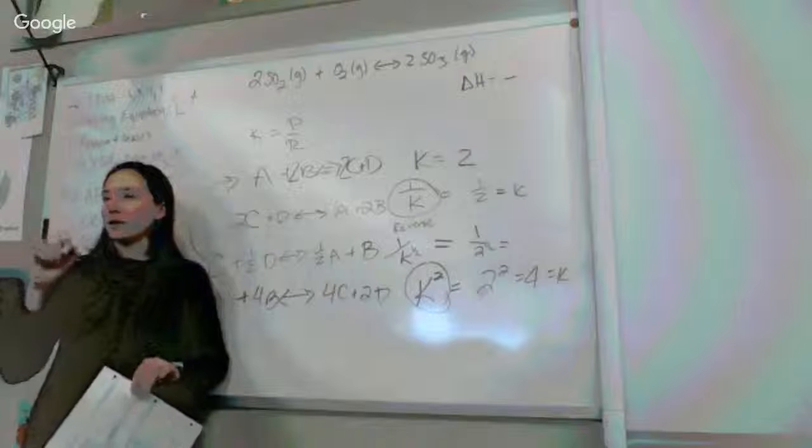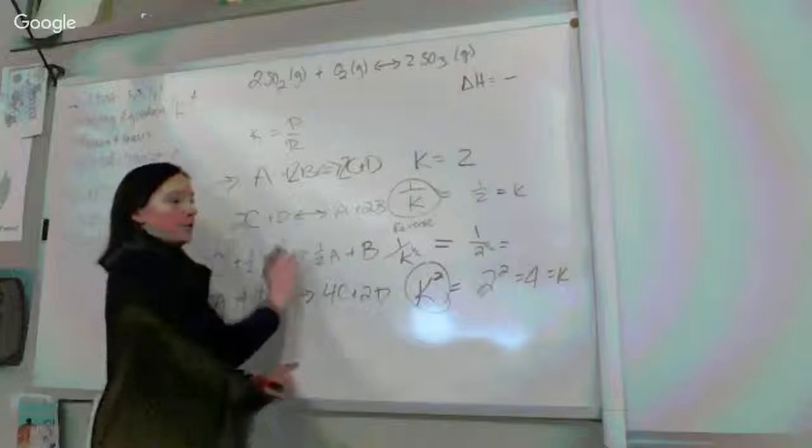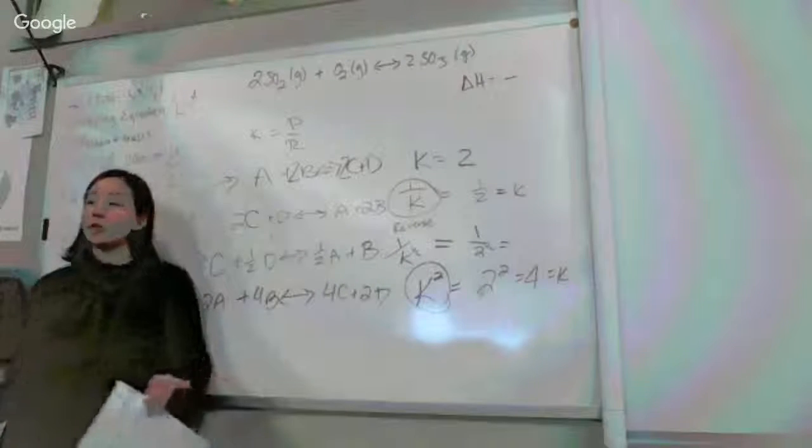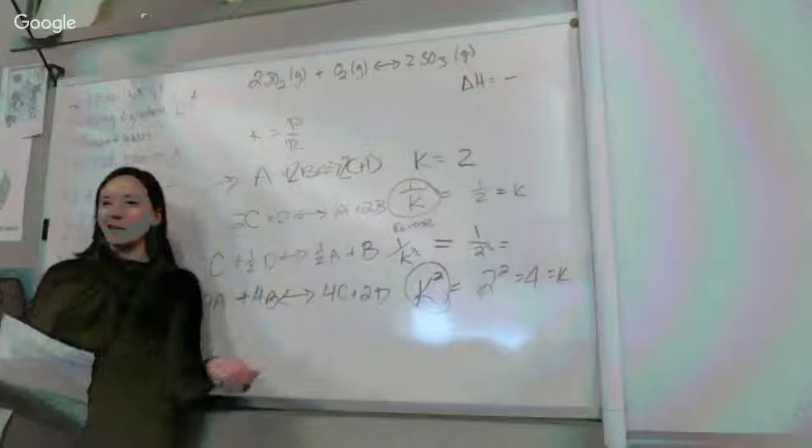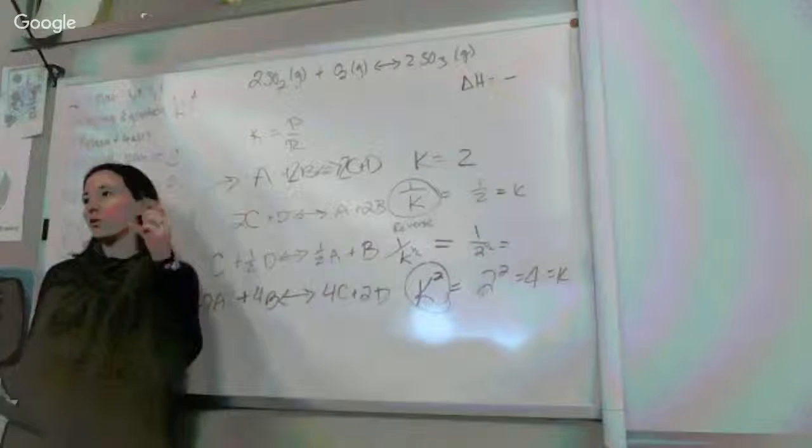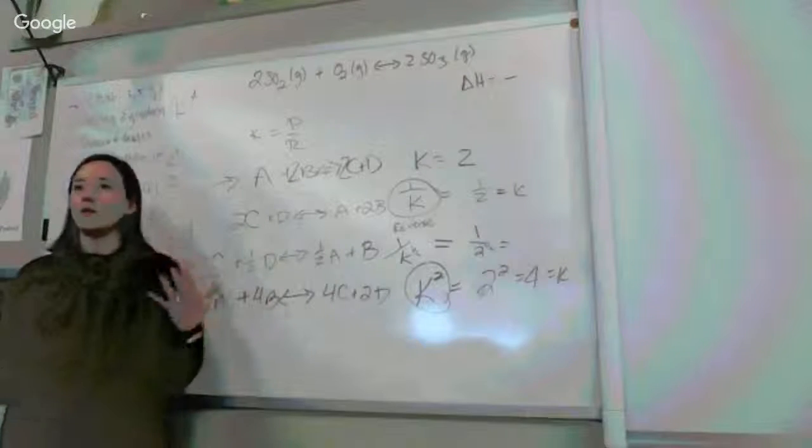So that would be kind of the general idea: those are the two things that you would potentially do to your K value. A lot of times I've seen that on the AP test, just a quick 1-point question to finish up an answer.